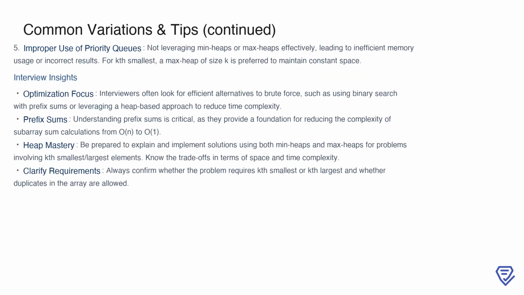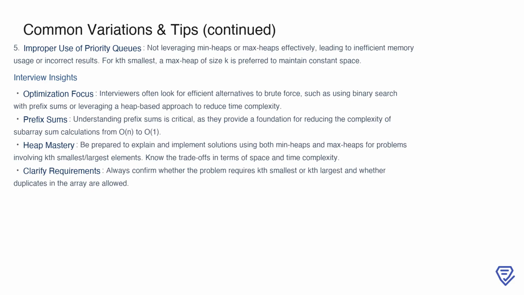Now, moving on to some additional tips and insights, improper use of priority queues is another common mistake. For the kth smallest element, a max heap of size k is typically the best choice, as it helps maintain constant space while efficiently tracking the kth smallest value. Mismanaging heaps can lead to excessive memory usage or incorrect results.